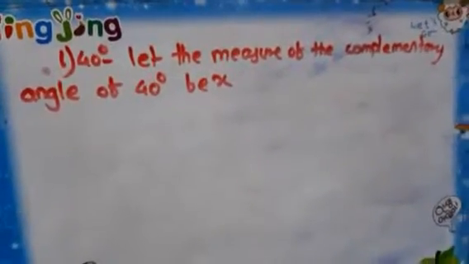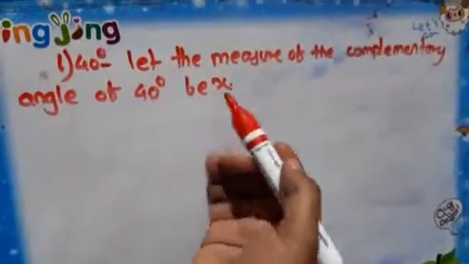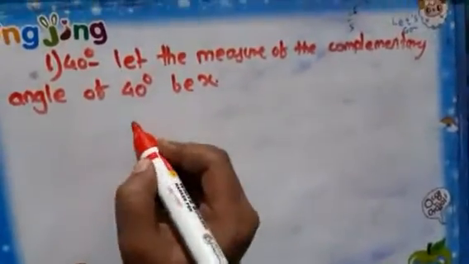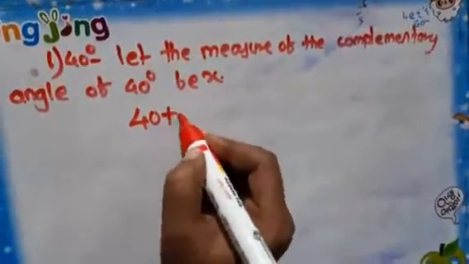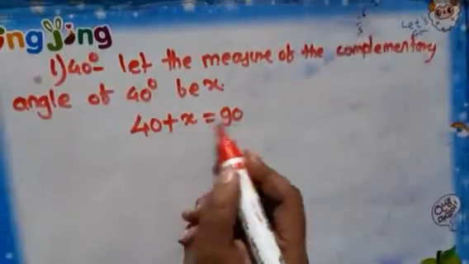So let that angle be x. Let the measure of the complementary angle of 40 degrees be x. As they are complementary, 40 plus x will be 90, because the addition of these two will be 90.